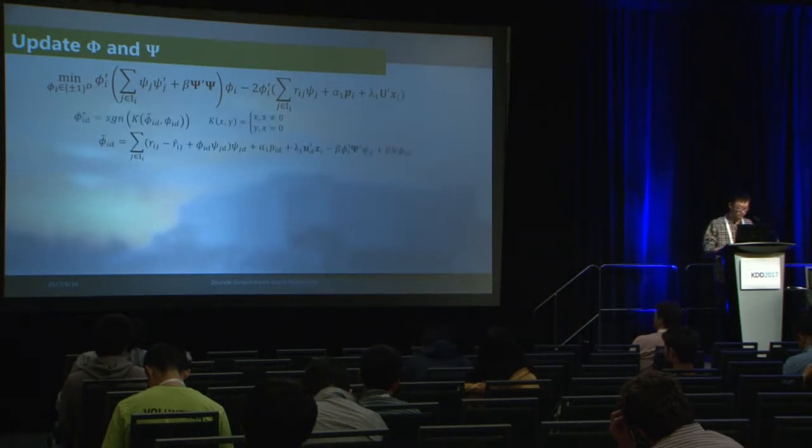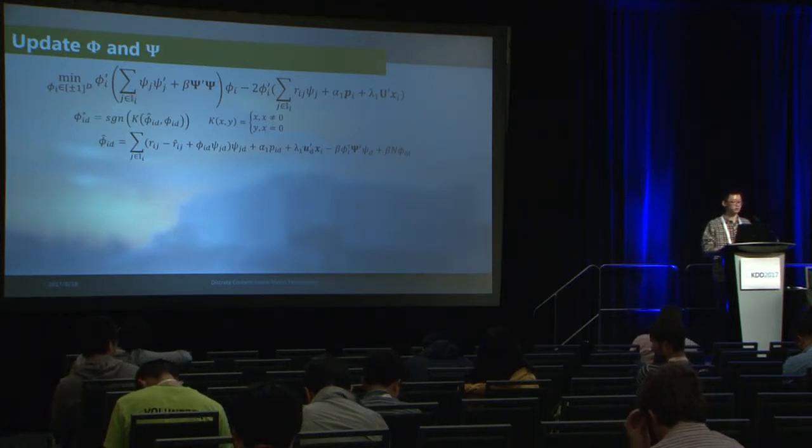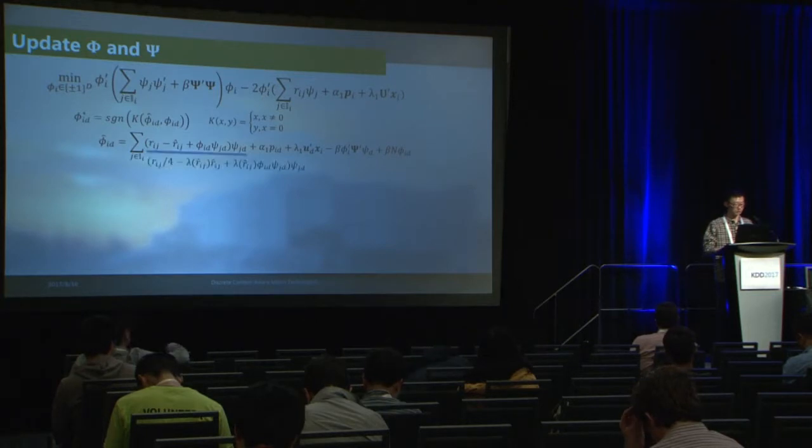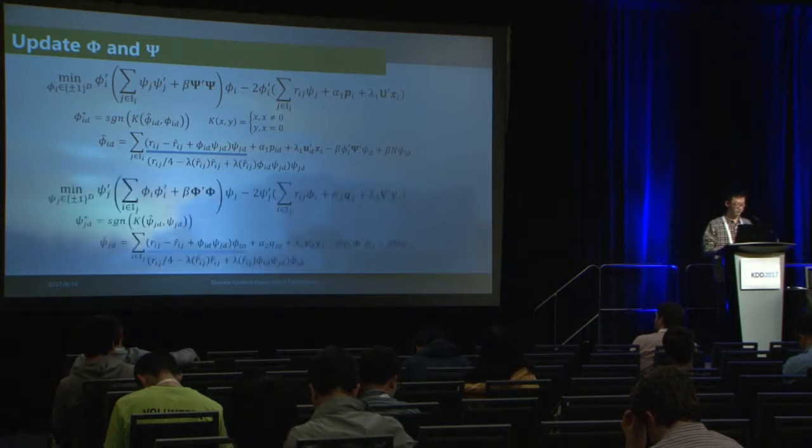This is the update rule for regression tasks. For the classification task, since we have found a quadratic variational upper bound for the logistic loss, the update rule for phi is very similar, and it's totally similar for updating psi.